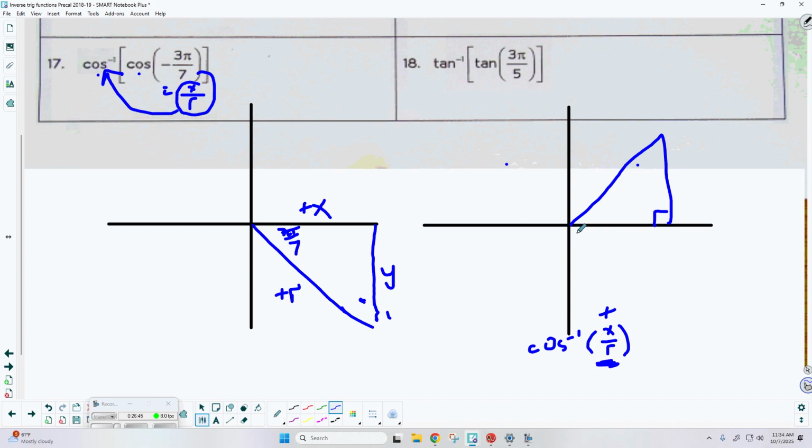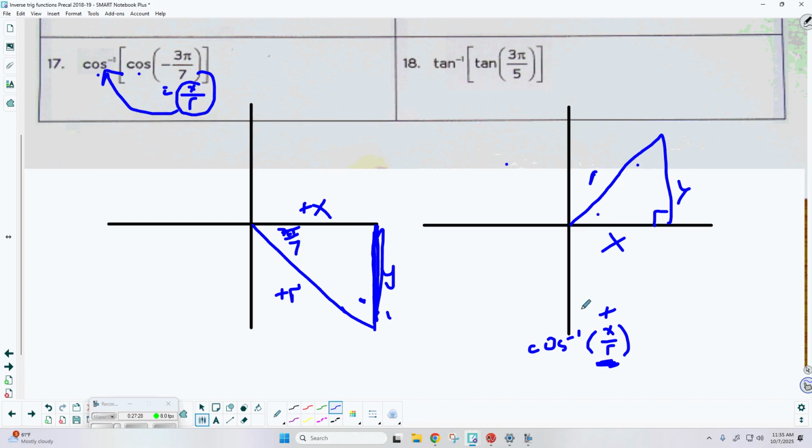Okay. So tell me, what would this horizontal length be here? What was the horizontal length in the other triangle? X. Okay, so let's write that X. Okay, what would the height be? Y. Perfect. Okay. And what about the hypotenuse? R. Okay. Is there anything else about this triangle that I would know? So what's the angle opposite the y side? 3 pi over 7. So here's my y height.